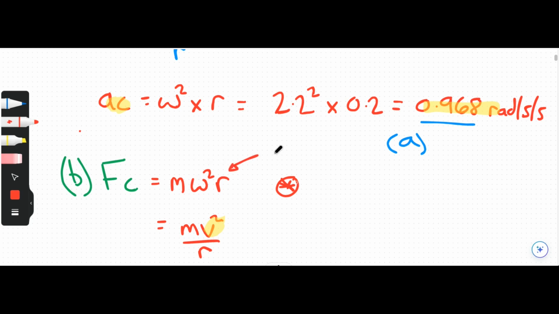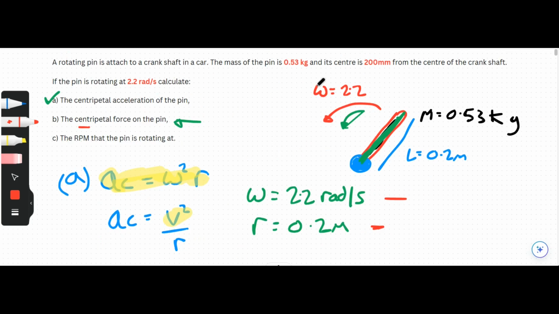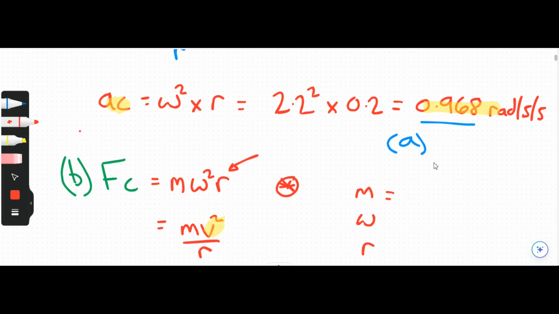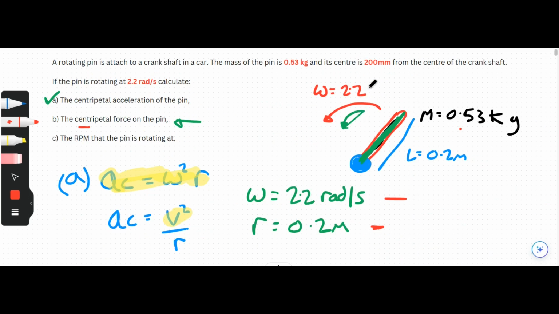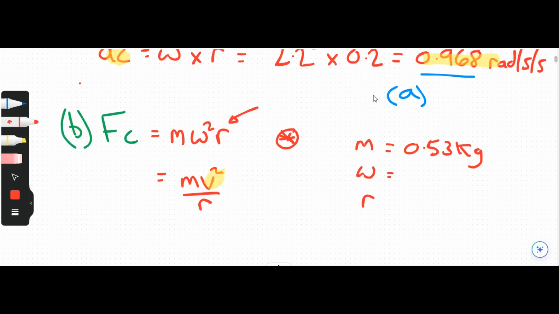So I know the mass, and I know the angular velocity, and I know the radius. The mass is up here somewhere. There's the mass, 0.53. Everyone's a winner. Kilograms is the right unit. Okay, I know the angular velocity because it's up here somewhere: 2.2.